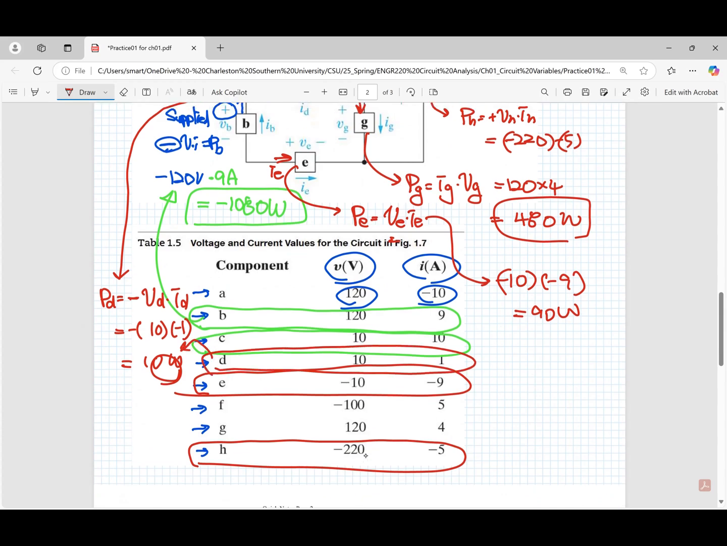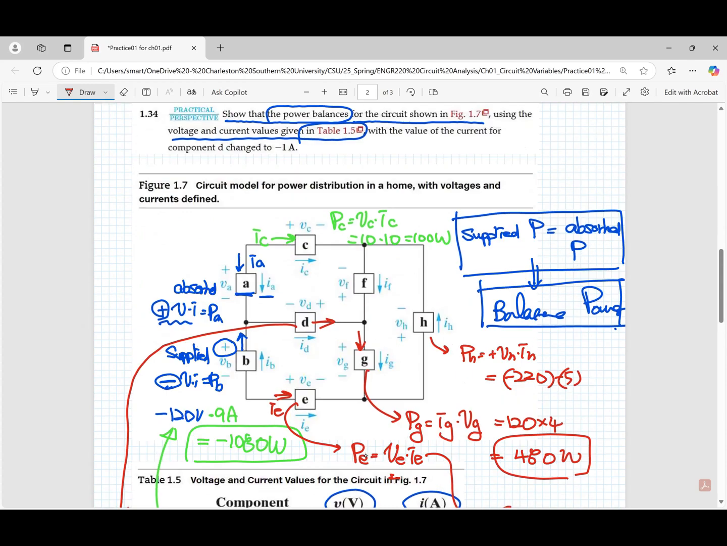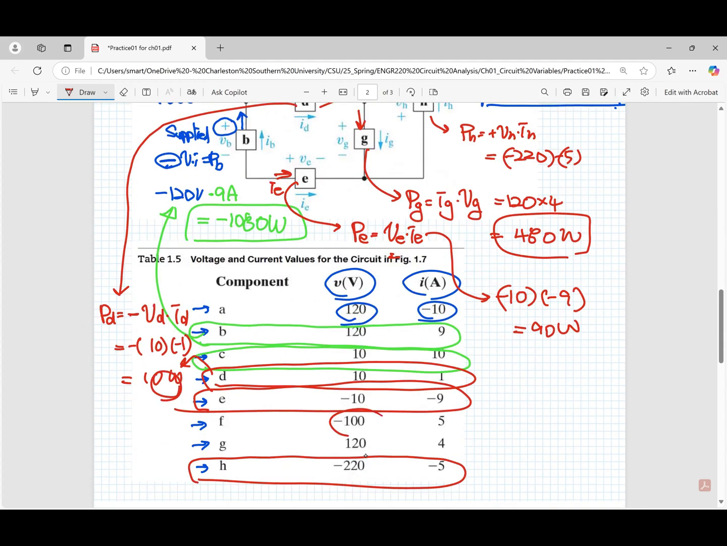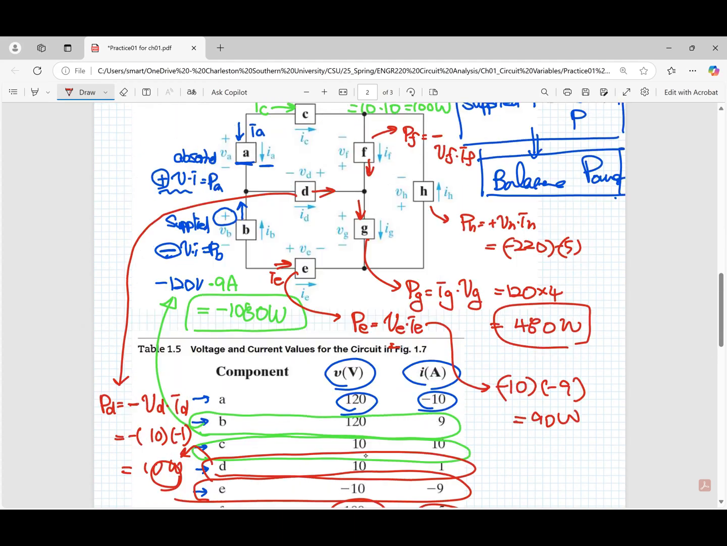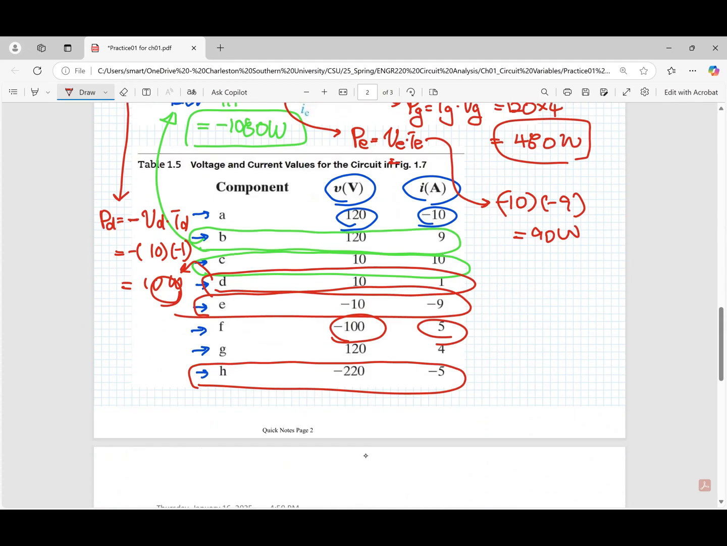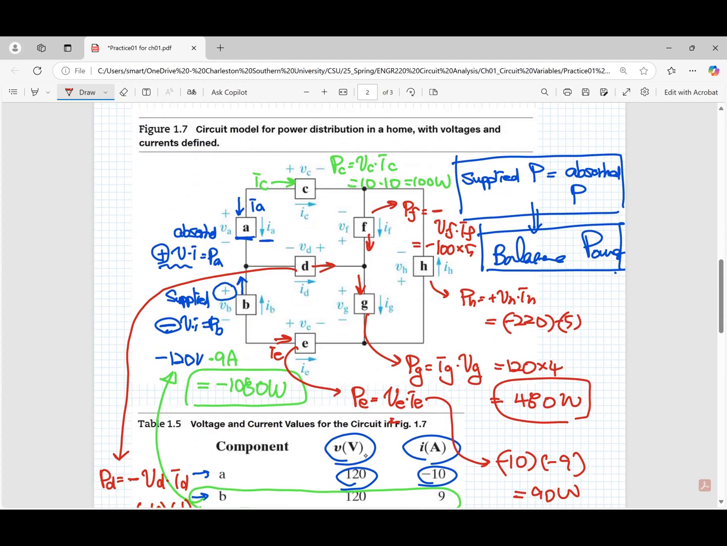Okay, how about the F? F is supplying. So P sub F is minus V F times I sub F. V F and I F were given. Minus 100 right there, and 5. Minus 100 and then 5. That was minus 500 watts. Oh no, I'm sorry, minus V sub F times I sub F, that is plus 500 watts. That was one to do.